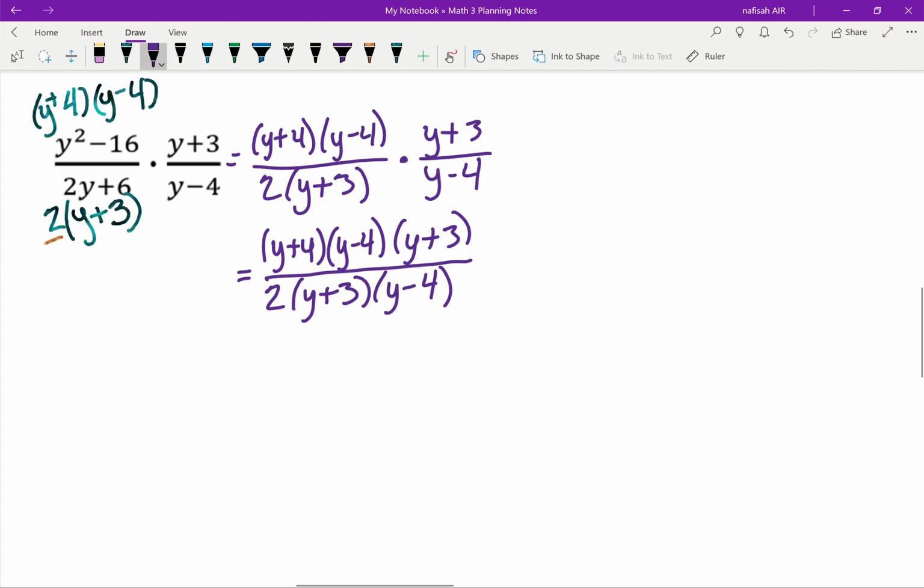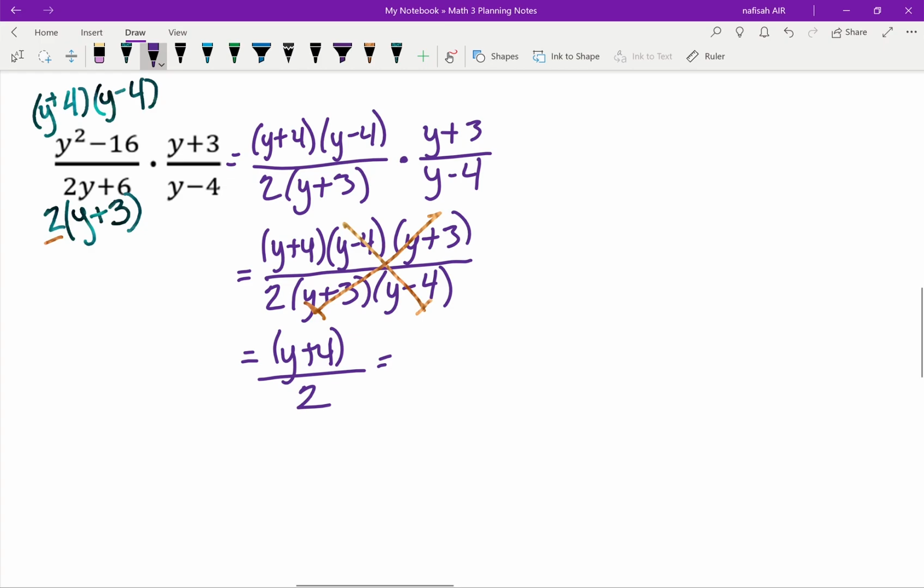So now I'm going to do the stuff where I look to see if I have any factors that are repeated. For my coefficients, I don't have anything, but I do see a y minus 4 in the numerators and denominators, so those turn into 1s. I have a y plus 3 in the numerator and denominator. Those turn into 1s. I'm left with y plus 4 divided by 2. That would be my answer.